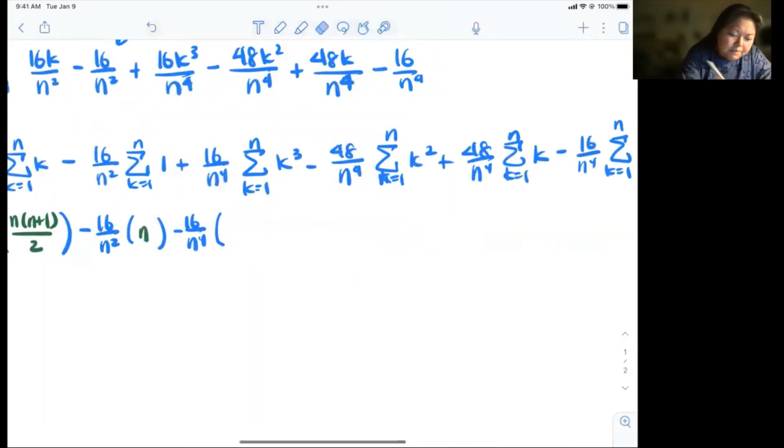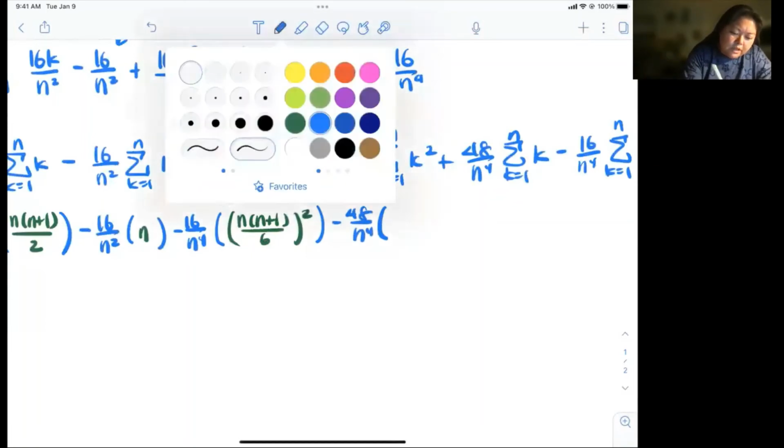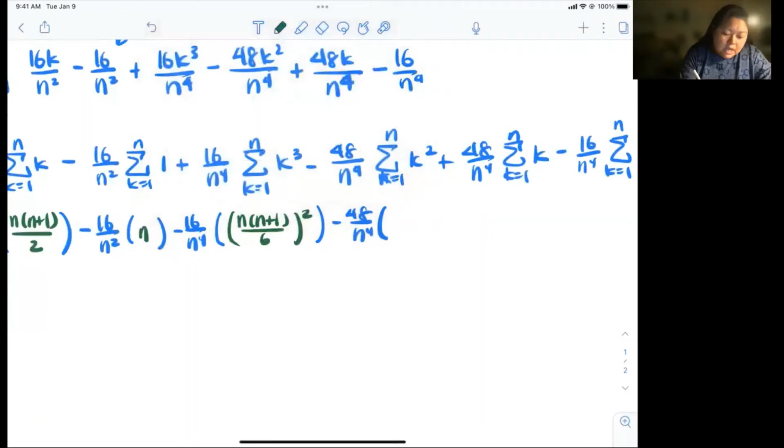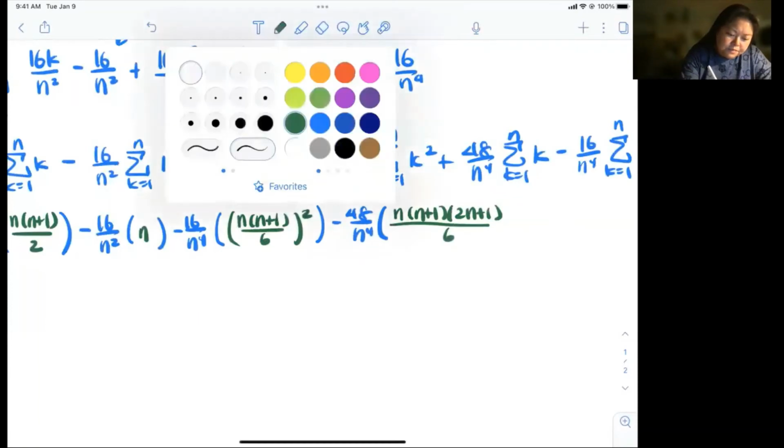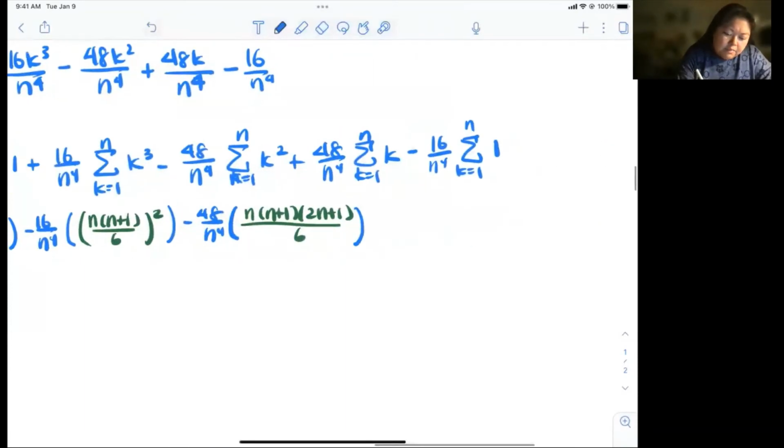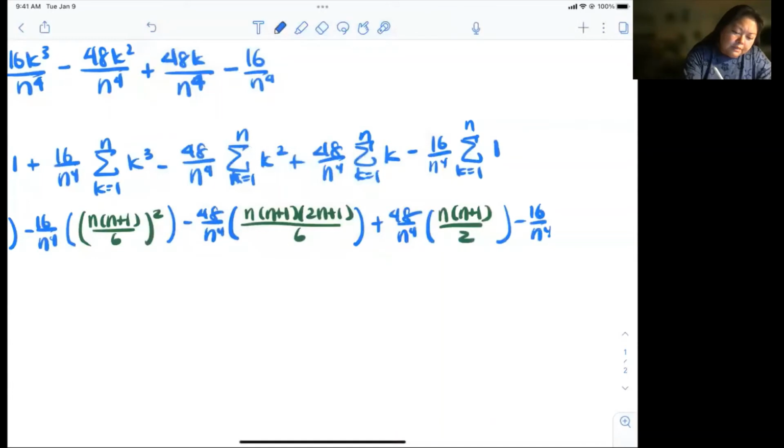So what happens when I didn't scroll up? Okay, so k cubed is actually n times n plus 1 over 2, the whole thing squared. Then minus 48 over n to the fourth, k squared is the one that's a little bit longer. It is n times n plus 1 times 2n plus 1 all over 6. Okay, and then plus 48 over n to the fourth, k is n times n plus 1 over 2, minus 16 over n to the fourth times 1 again, and that's a constant, so n times c, n times 1 is n. Okay, all right.